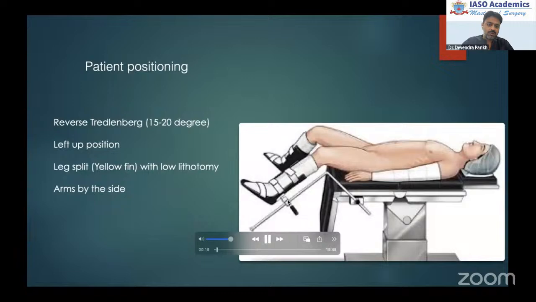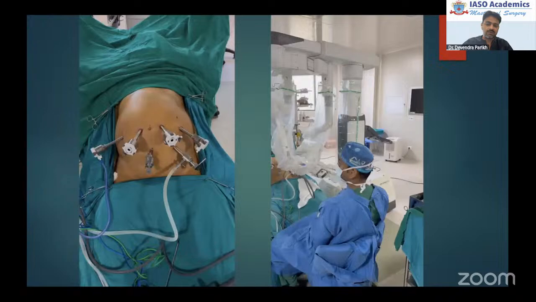As we see the position, there are four important components: reverse Trendelenburg around 15 to 20 degree, left up position, so that we can have a very dry field throughout the procedure, leg split, so that surgeon as well as camera person can stand in between. And whenever we are doing robotic assisted surgery, bedside surgeon is also sitting in between the legs. So leg split is very important with low lithotomy and arms by the side. So this is the typical position we try and give.